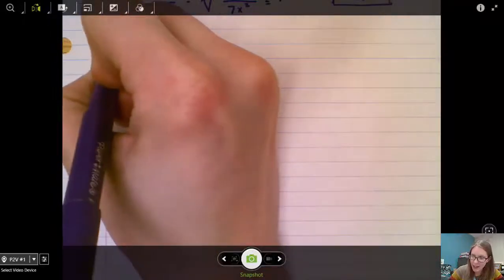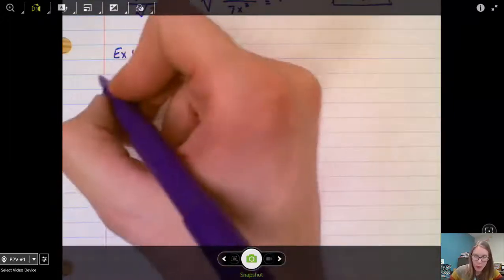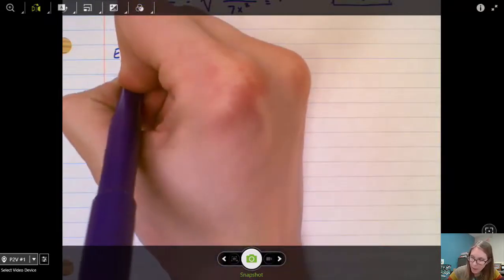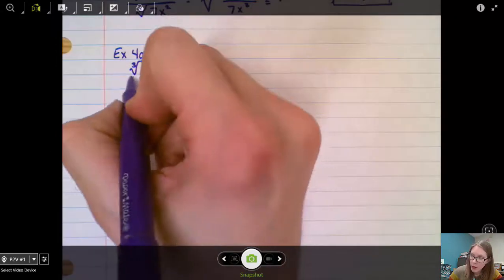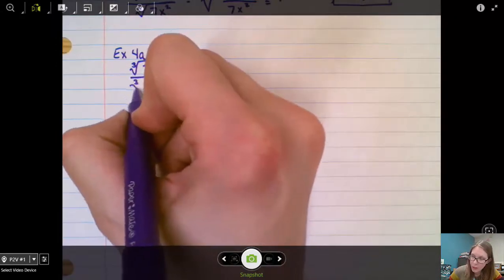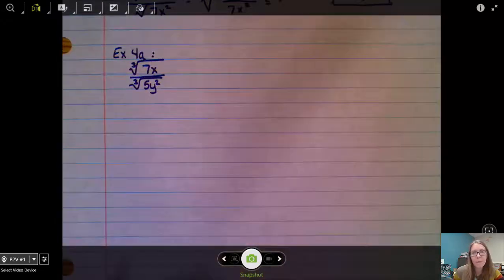All right, this leads us to example 4a, where I have some more dividing happening, but we have a little bit more work that we'll have to do here. So in example 4a, my problem is the cube root of 7x over the cube root of 5y squared. Now, I have a couple problems here.